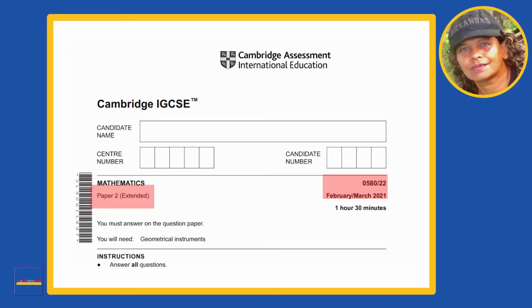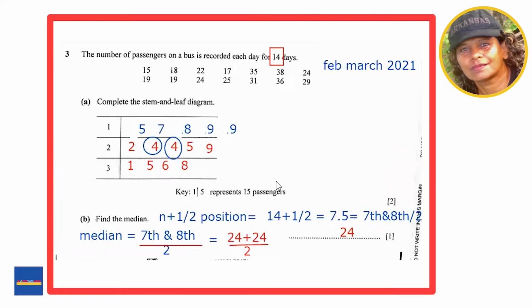This paper is 0580 Cambridge Extended, March 2021, paper 22. Let's begin. We start with question 3. Here they have the number of passengers for 14 days. That means n is 14, that frequency. And the first one is they say complete the stem and leaf diagram.